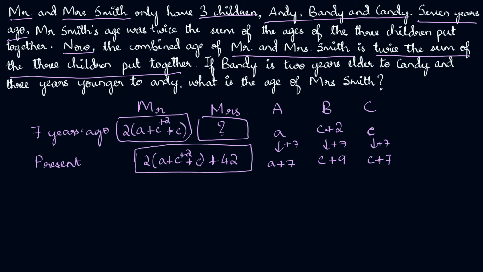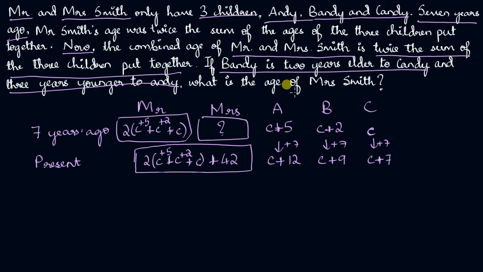And now Bandy is 3 years younger to Andy. 2 years elder to Candy and 3 years younger to Andy. So which means that C plus 2 is 3 less than A, or A should be C plus 5. Which means this will become C plus 12. And everywhere there's an A, there is a C plus 5. All right.